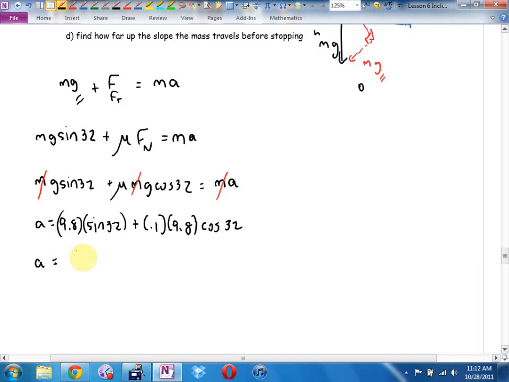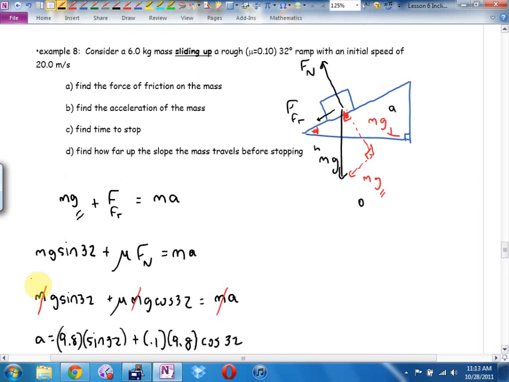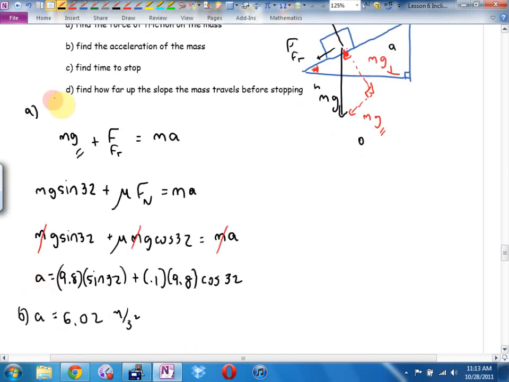What did part A want us to find? A. Friction is what times what? I don't know the normal force. Oh, but look. Isn't that right there, friction, without the mass canceling? Mu mg cos 32. Okay. 0.1 times the mass times g times cos 32. What's the force of friction?